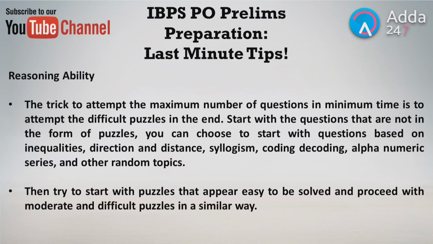Reasoning ability. The trick to attempt the maximum number of questions in a minimum time is to attempt the difficult puzzles in the end. Start with the questions that are not in the form of puzzles. You can choose to start with the questions based on inequalities, direction and distance, syllogisms, coding decoding, alphanumeric series and other random topics. Then start with the puzzles that appear easy to solve and proceed with moderate and difficult puzzles in a similar way.